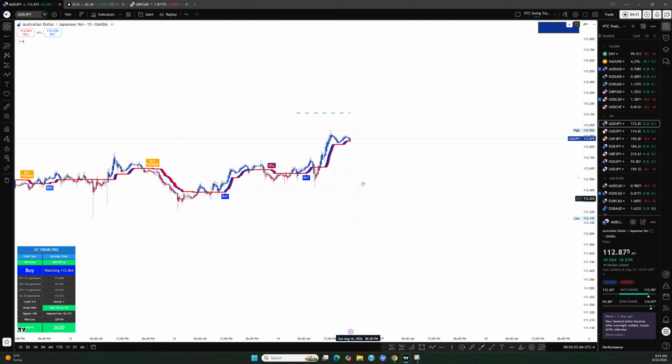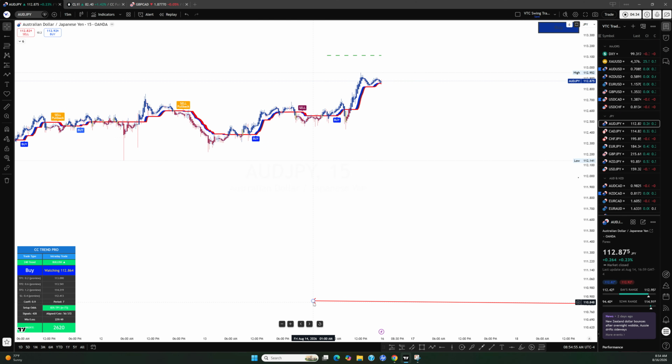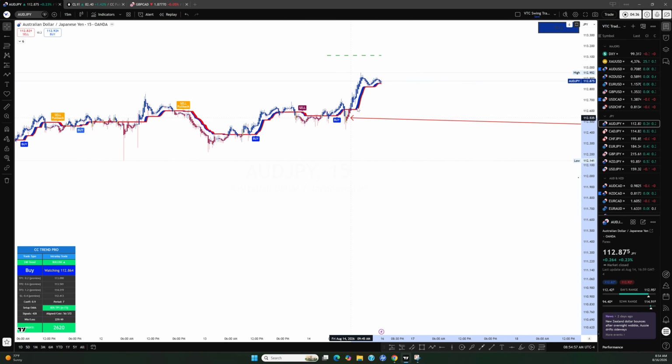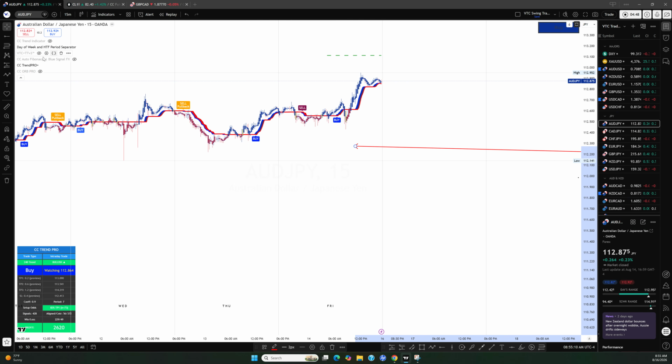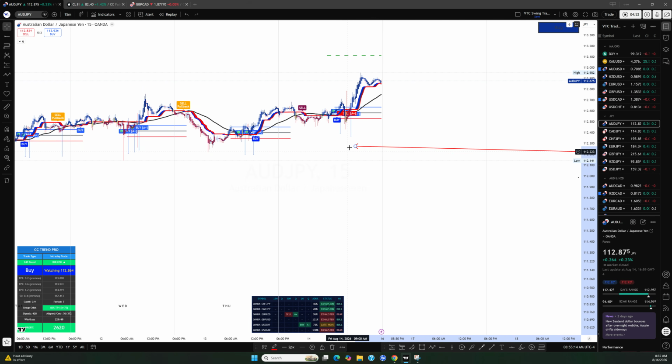Here on the 15-minute time frame, we have to wait for price to pull back, obviously, and then we can look to take a buy signal on AUDJPY, or we can wait until we get an ORB breakout. This is our ORB breakout. When price breaks out, we can take a buy in the direction of the 4-hour time frame.